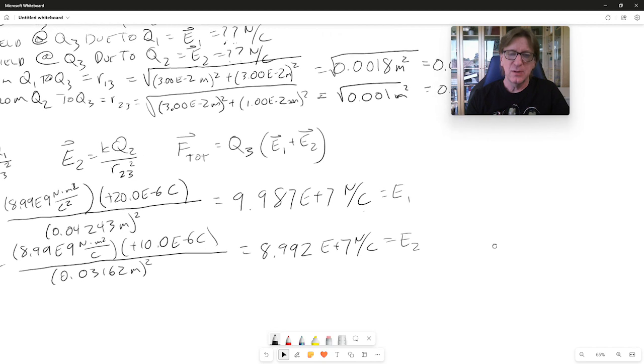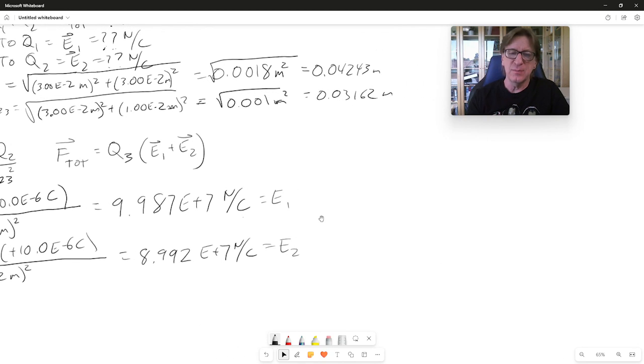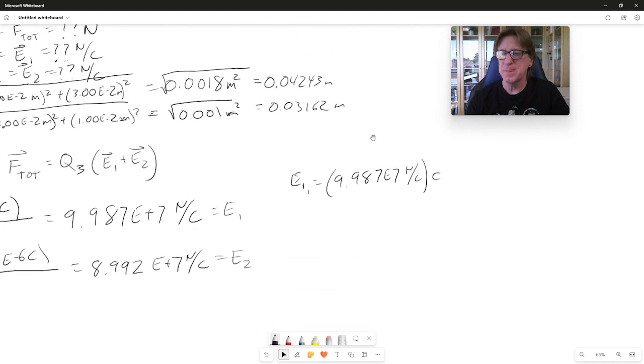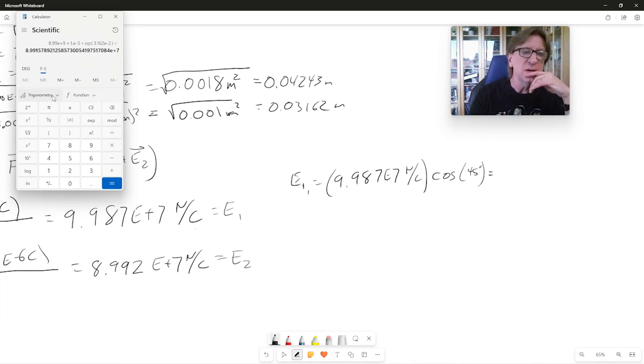We got 9.987 e to the 7 newtons per coulomb. So E1 i-hat must equal 9.987 e to the 7 newtons per coulomb times, and let's go back and check which one we have. It's going to be cosine. So cosine of 45. And then we will put that into our calculator, which hopefully I've got trig functions on this online calculator. We will see. There we go.